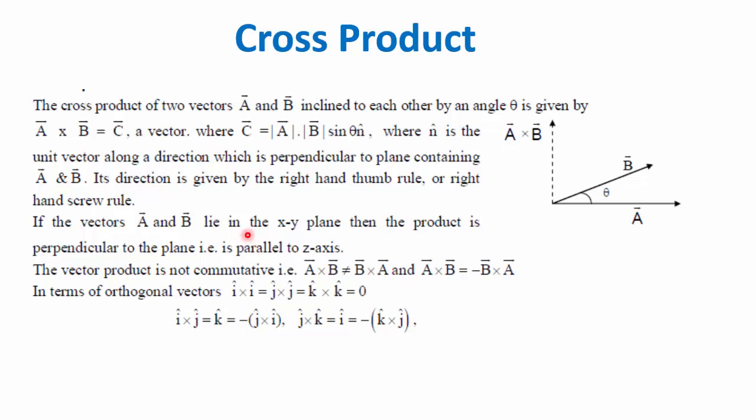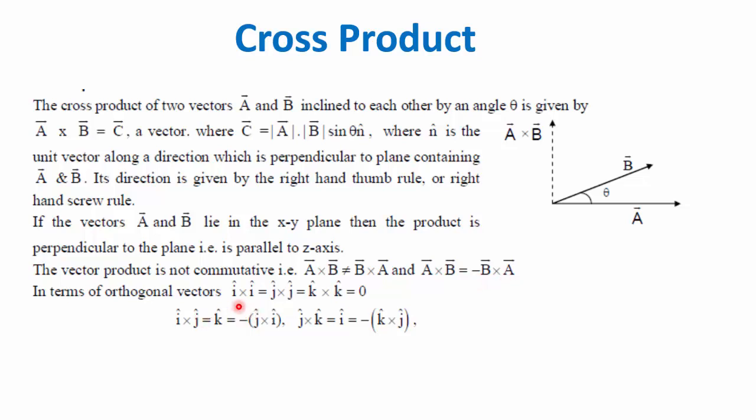Now I will show you that when I multiply two vectors in the cross product rule, I always get a cross b equal to minus b cross a. Why? Because they are not commutative, which means a cross b is not equal to b cross a, rather a cross b equal to minus b cross a.